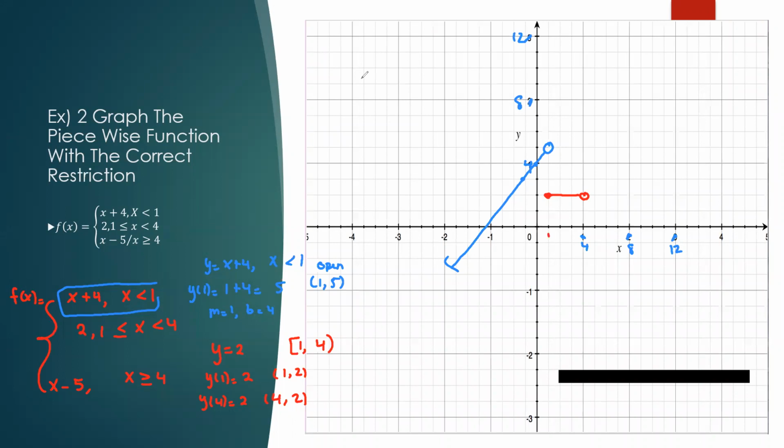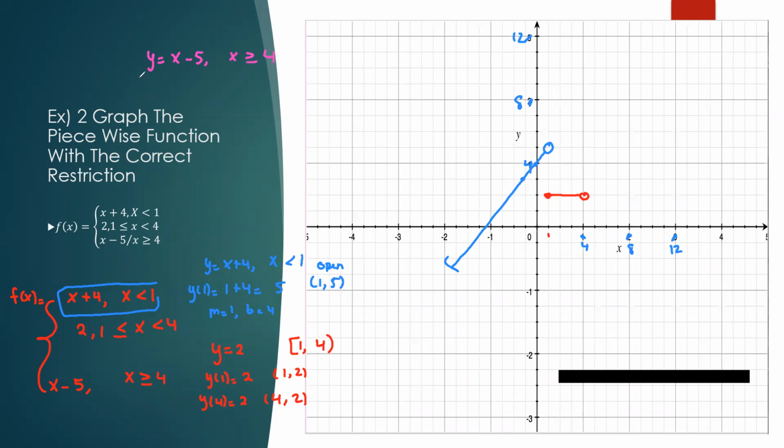Okay, and then lastly, let's graph the other one. What color should we use? How about, I don't know, pink? So the other one is y equals x minus 5, where x is greater than or equal to 4. So what kind of graph is this? This is technically a linear line.